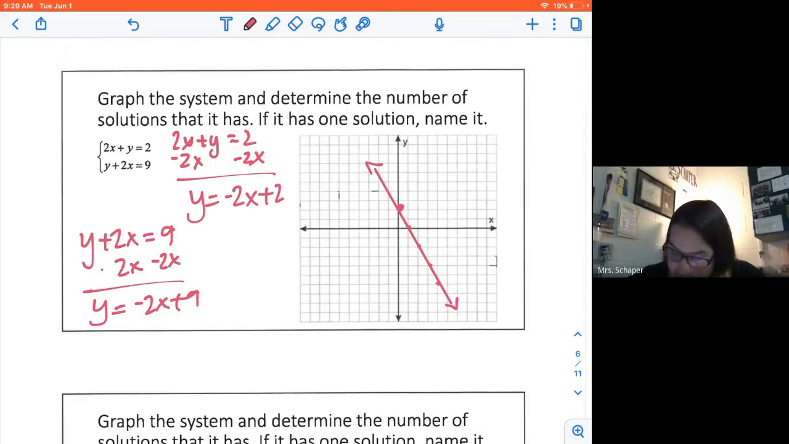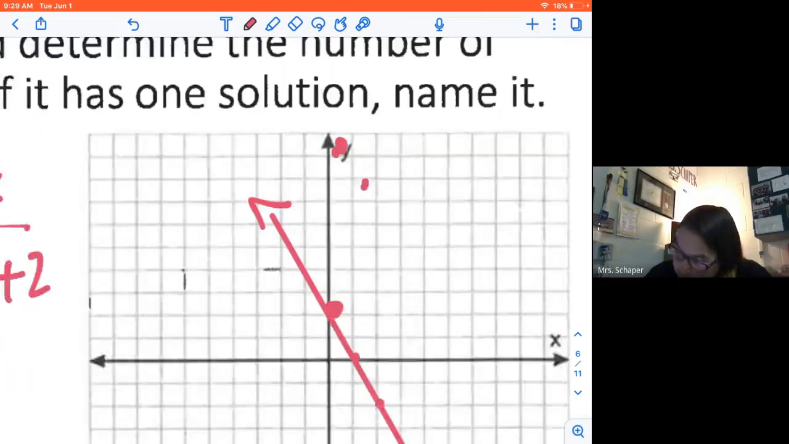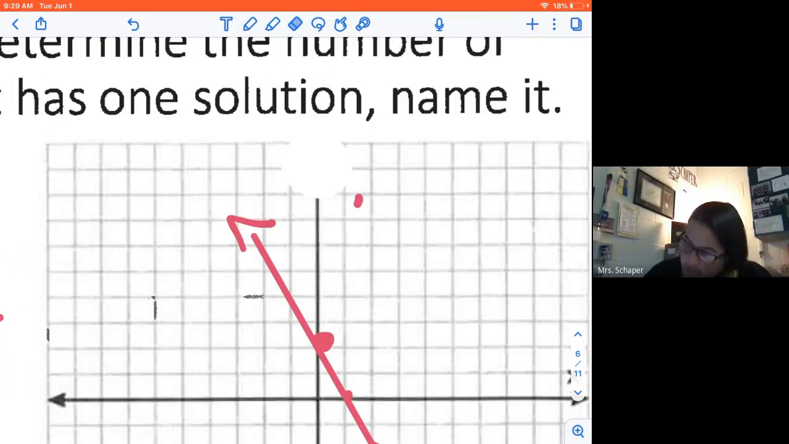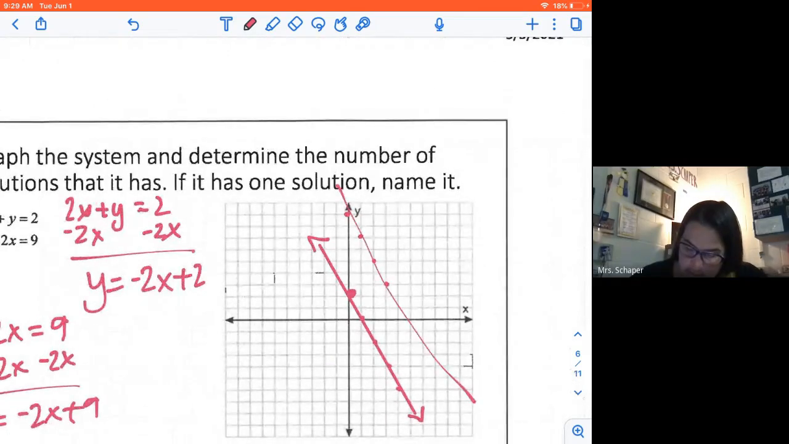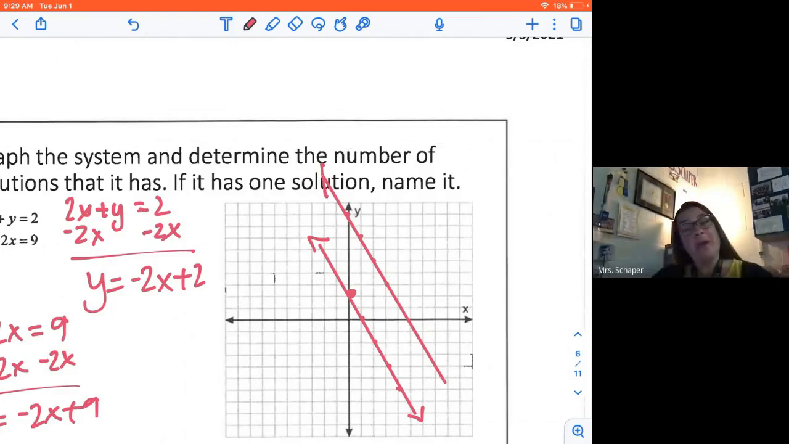I cross at the 9, which is right up here. And I go down 2 over 1. Oops, looks like I messed up a little bit. Let's try this again. Down 2 over 1, down 2 over 1, down 2 over 1. One more try. Third time's a charm. We got it? Yes. What we're noticing is that these two lines are parallel.